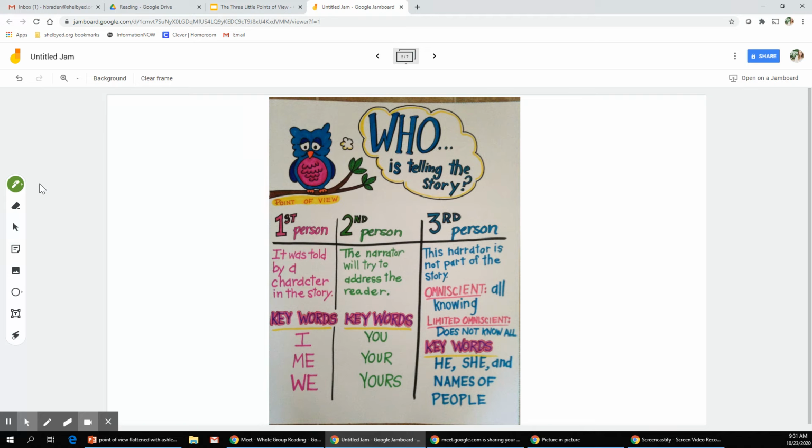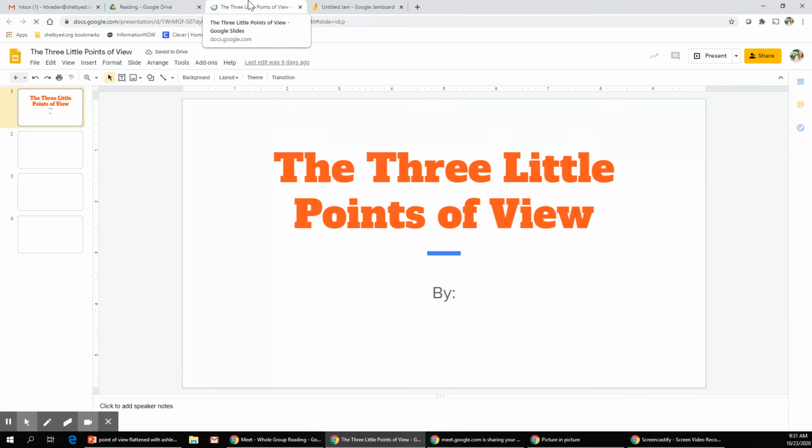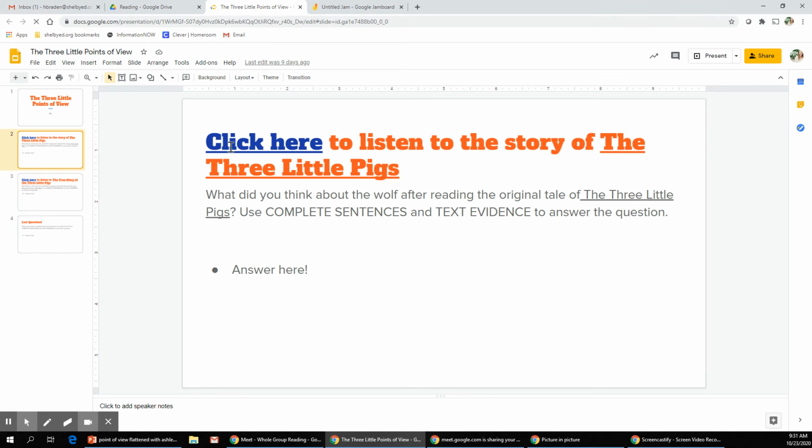Another thing I want to talk about, because I was looking through some of the work that has been turned in for the three little pigs, the 3 Little Points of View. Each of these slides says to listen to stories. There are two different versions of the story, two different points of view. You listen to the first one, and then the question says, what do you think about the wolf after reading the original tale of the Three Little Pigs? Everybody read out that second sentence out loud.